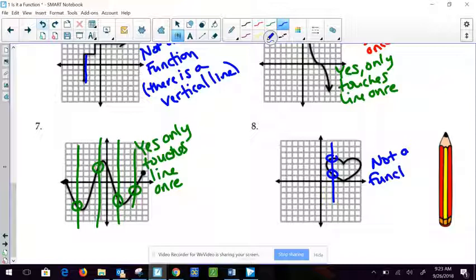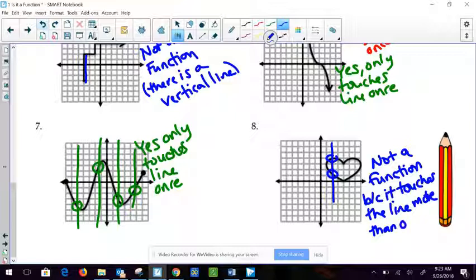And your reasoning here, whereas in the first example we said there's a vertical line, here we would say not a function because it touches that line once or more than once. Another way to say it is it fails the vertical line test.